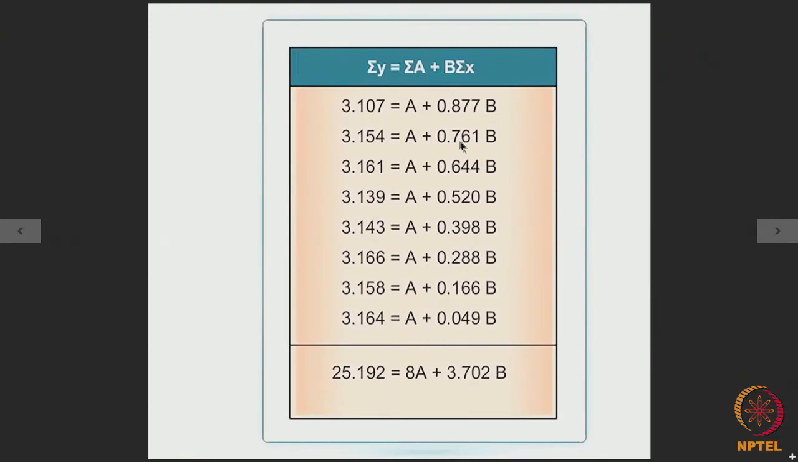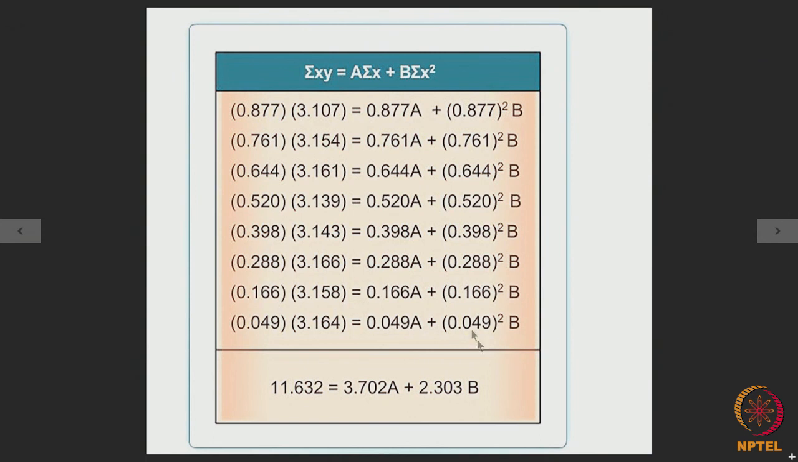Now, here the calculations for the equation sigma y is equal to sigma a plus b sigma x are shown, where for the 8 different diffraction lines in the pattern, we have put the values of cosine square theta and a m at appropriate places, and that gives us this equation which we have already mentioned. In a similar manner, we have also put the appropriate values of a m and cosine square theta in the equation sigma xy is equal to a sigma x plus b sigma x square, and when we put those values, we get this kind of an equation which we have already used in order to find out the values of a and b.